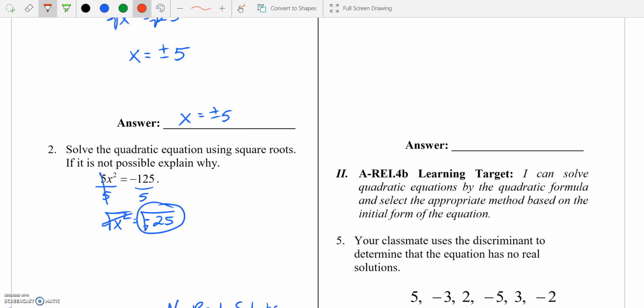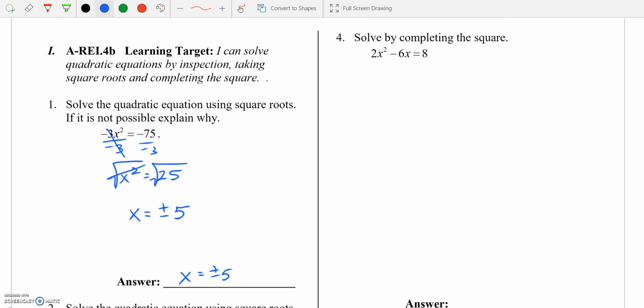Okay. Going back up to number 4, solve by completing the square. Remember, completing the square is a way to factor it when it's not factorable. First thing we need to do is make sure this a term is 1. So I'm going to factor out the 2 from these first two terms. So I get 2 times x squared minus 3x. Leave some space, and that's equal to 8.